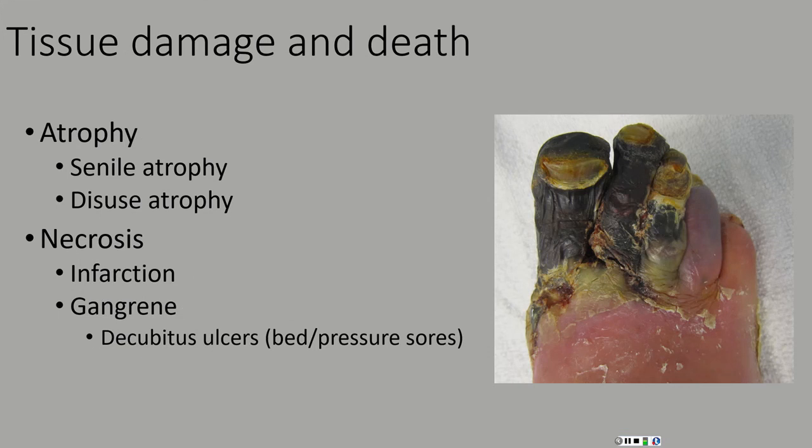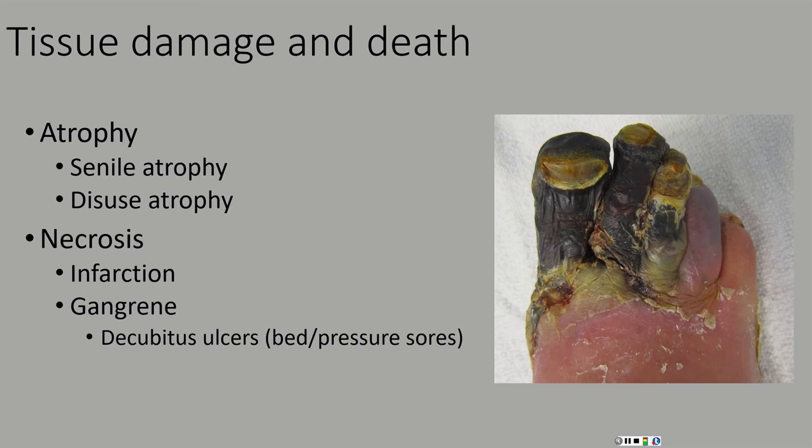Now let's talk about death or damage to tissues. There's a lot of different types of damage and different ways that tissue can die. These are just a few. So first, let's talk about something called atrophy. Atrophy is just shrinkage of tissue.